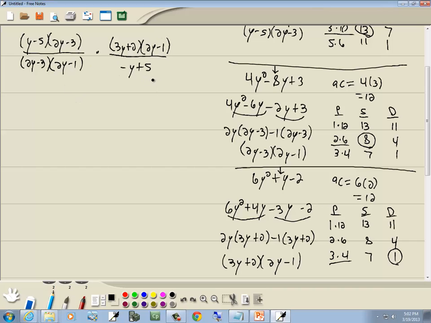Okay, now back to this. We got a GCF right here. So this carries down. We got y minus 5, 2y minus 3, and I could start canceling these if I wanted to, but that wouldn't follow my steps. So I'm going to go ahead and factor everything first.